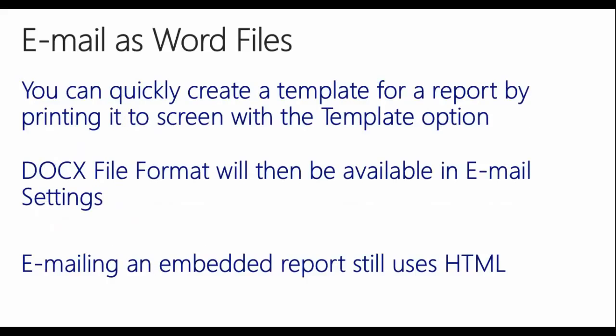You can quickly create a template for a report by printing it to the screen with the template option. And after a report has been printed as a template once, it is then available under Reports, Template Configuration, and it can then be emailed as a docx attachment. If a user selects the option Embed Reports in Message Body in the Email Options window, the HTML file format will be selected and docx will not be available.